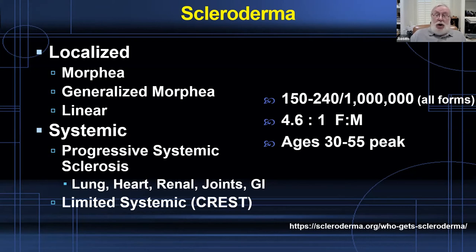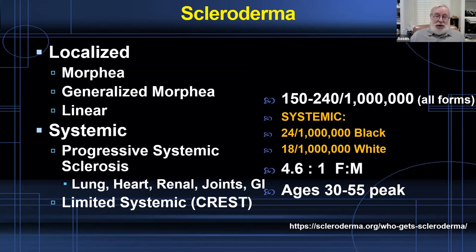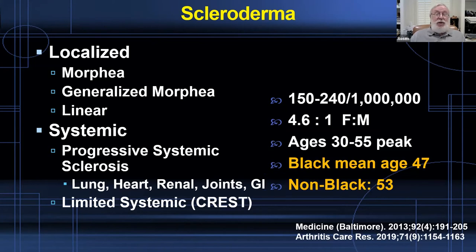Scleroderma overall, all forms, all comers, is about 200 per million. So it's a relatively rare disease, more common in women than men, and peaks at ages 30 to 55. But let's look at some interesting statistics. If you talk about systemic scleroderma, it's 24 per million for Black, 18 per million for white, more common in Black individuals. The mean age of onset is younger in Black individuals than in those who are not Black.